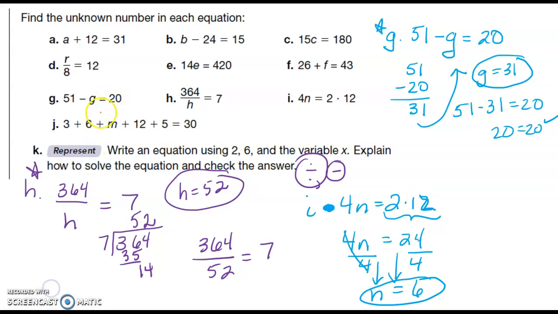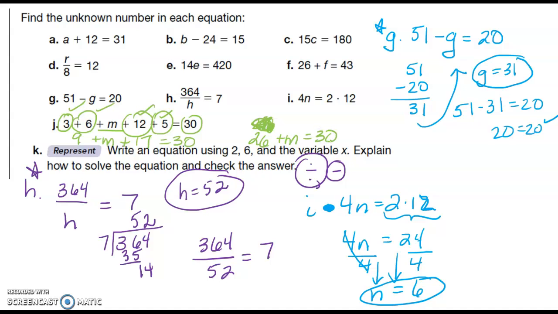Let's see if we can do j. So j is interesting because we have all of these regular numbers, and then we have m. So since we're adding everything, we're going to add all of our numbers up to simplify this a little bit further. So I have 9 plus m plus 12 plus 5 is 17 equals 30. And then 9 plus 17 is 26. That's why Mrs. Rouse uses a calculator. 26 plus m is equal to 30.